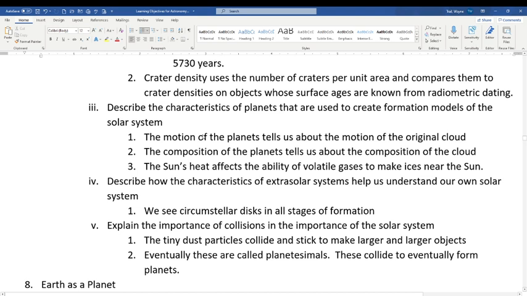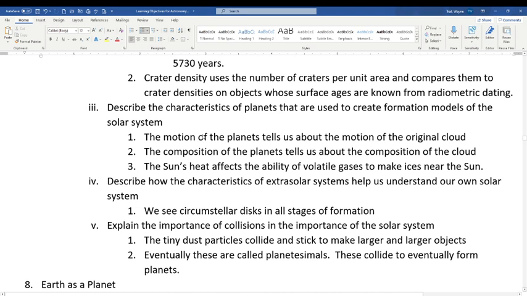The composition tells us a little bit about the composition of the cloud that formed the sun and the planets. The inner stuff, the inner planets, is rocky and metallic, and the outer stuff is icy. It turns out that a hot sun doesn't let ices form. And so the compounds I was talking about in the outer planets, like water and ammonia and methane, are all gases in the inner solar system, and they can't clump up and form solids the way rocks can.